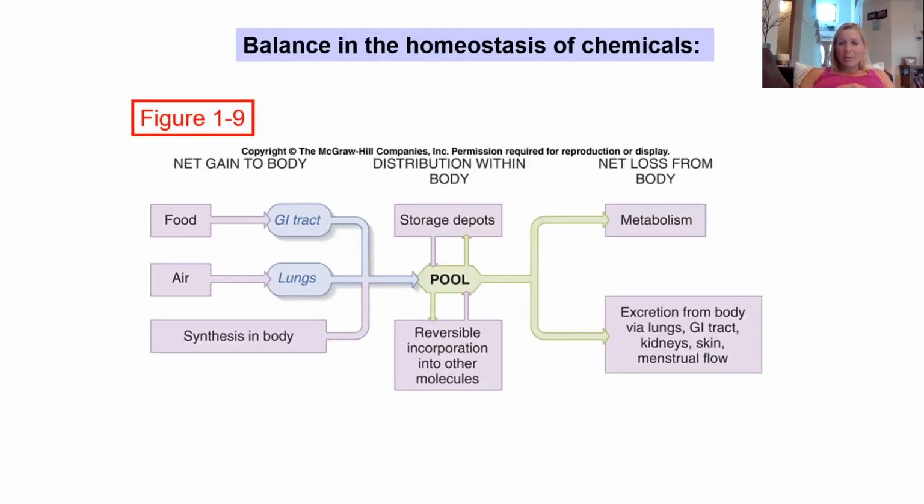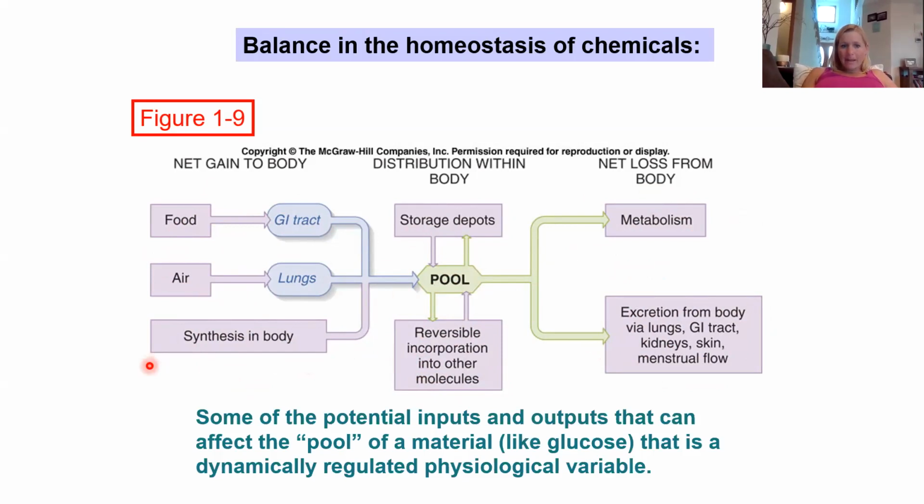So this shows you one representation of how this pool works. I've got a bunch of chemicals, and what am I going to do with those? Well, I can store them. I can convert some of them into other molecules. I might be able to get rid of them in some way. I might utilize them in the form of metabolism, and I can get them from a variety of places as well. I can get some chemicals from foods, I can get some from the air that I breathe, and then I can also make some within the body. Again, this is very dynamic in nature and it's constantly changing. So we're constantly pulling from this pool depending on what I might need. Okay, so some of the potential inputs and outputs can affect the pool material. Again, like glucose, it's a dynamically regulated physiological variable.